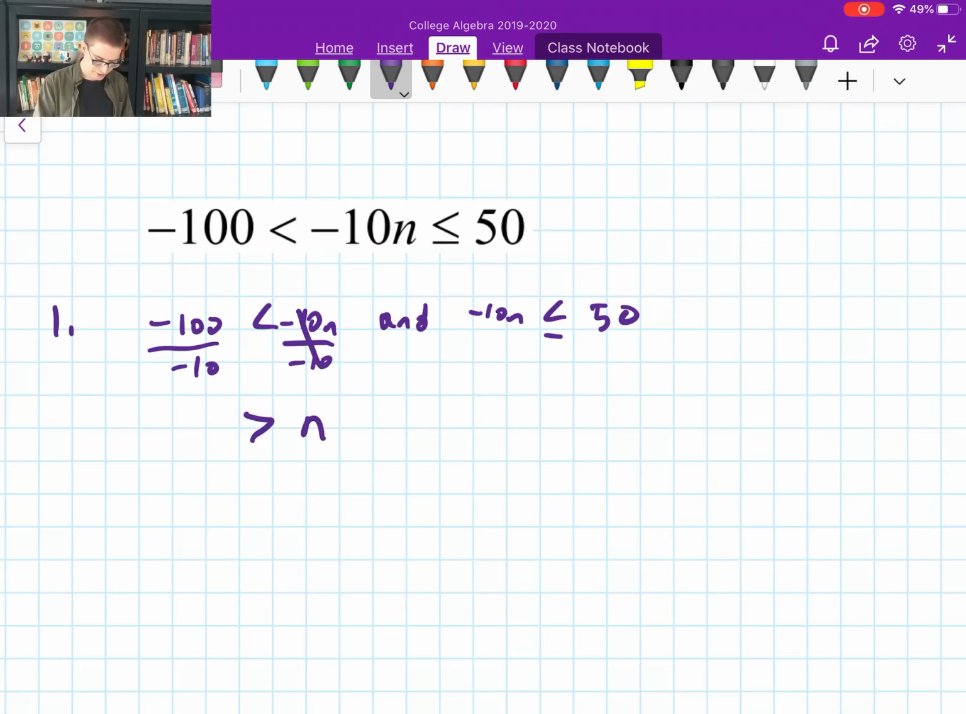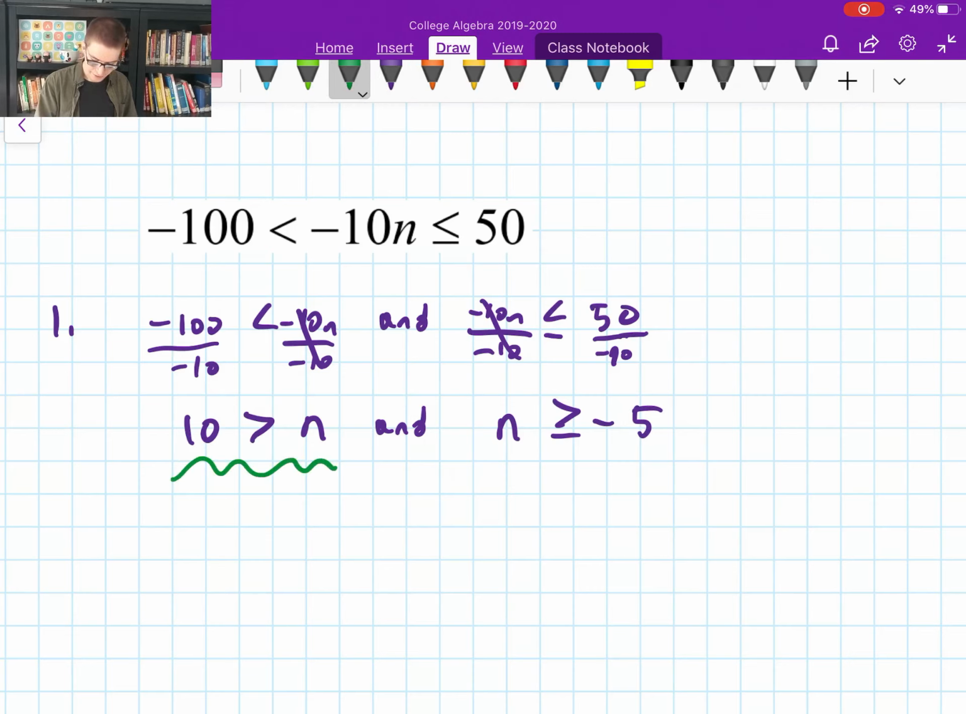This is n. Negative 100 divided by negative 10. That is a negative divided by a negative, which is a positive. 100 divided by 10 is 10. And on the right side, we have negative 10n is less than or equal to 50, we'll divide both sides by negative 10. And again, we're going to flip that sign. Flip that sign. It sounds like a game show or something. And we'll get n is greater than or equal to 50 divided by negative 10, and a positive divided by a negative makes a negative. So negative 50 divided by 10 is negative 5. Okay, so our equations are 10 is greater than n, and n is greater than or equal to negative 5.